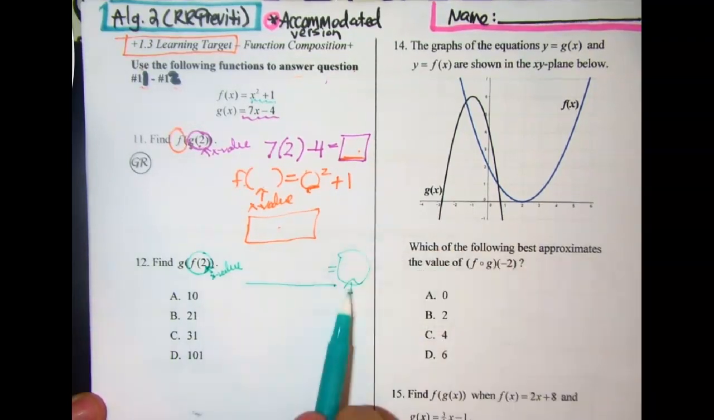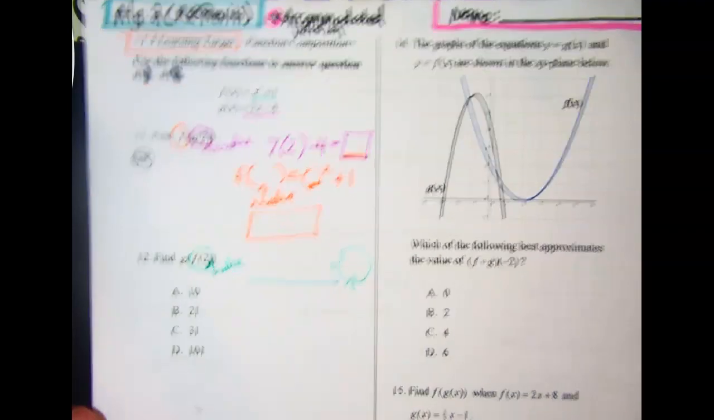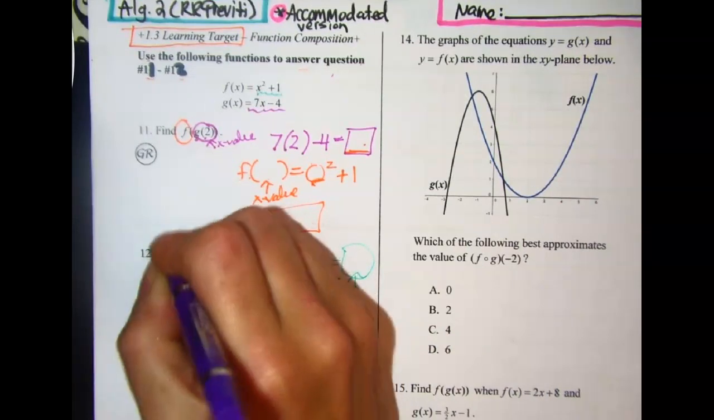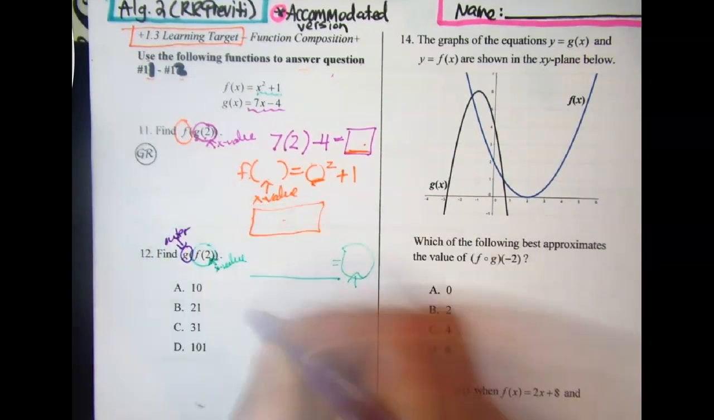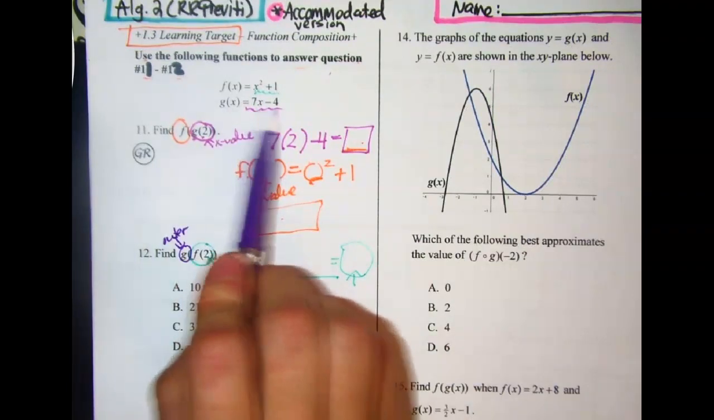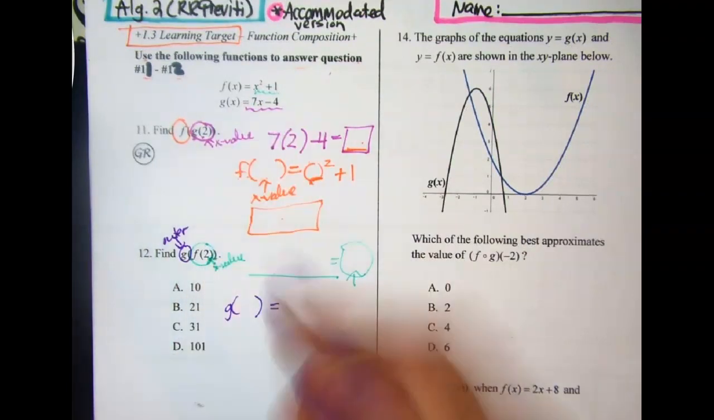You take that new number, and this one wants you to plug it into your g. This is your outer function. So you do g of the new number equals, and then you plug it into your g function, which is up here, and you get your final answer.